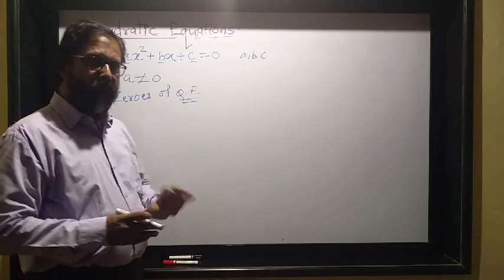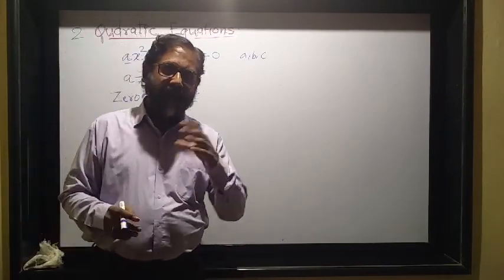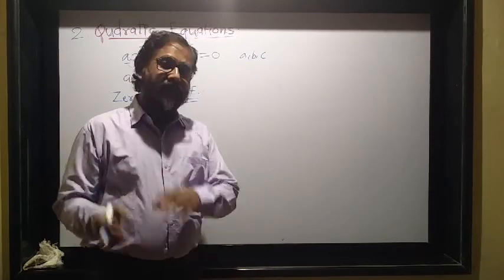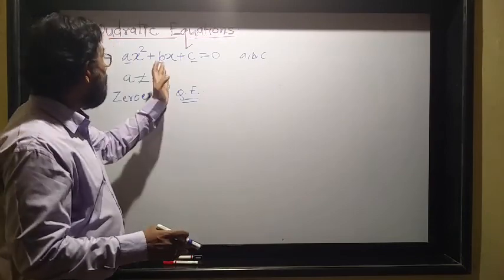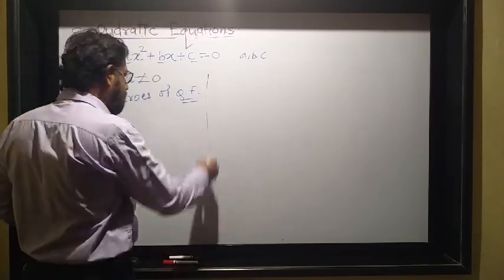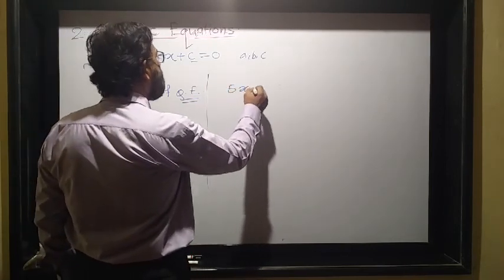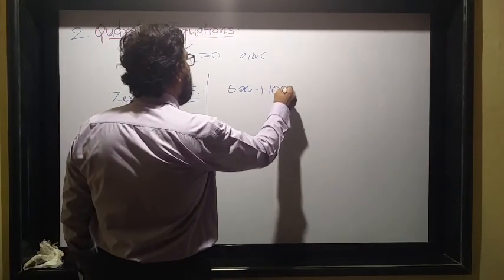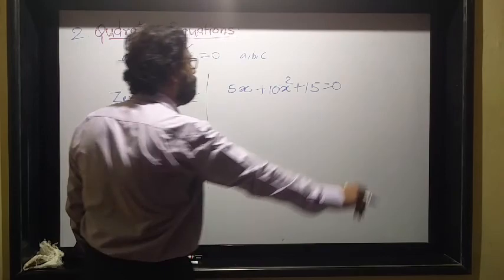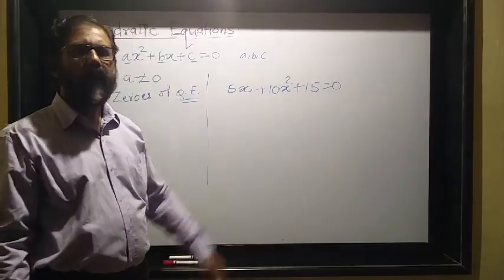Now here we are going to study, first of all, how to identify the quadratic equation, and then we will write down the standard form of quadratic equation. Sometimes they purposely give you the equation like that, 5x plus 10x square plus 15 is equal to 0. Now this equation is given. It is a quadratic equation.